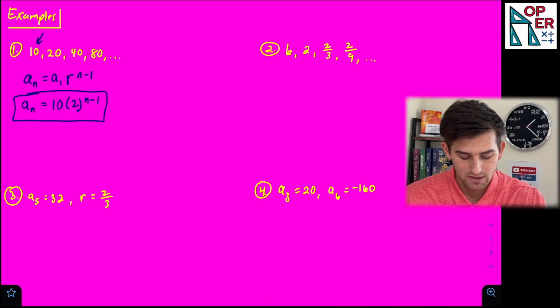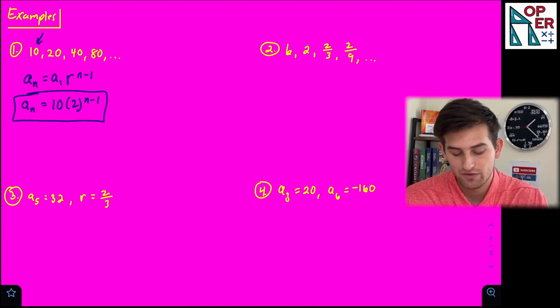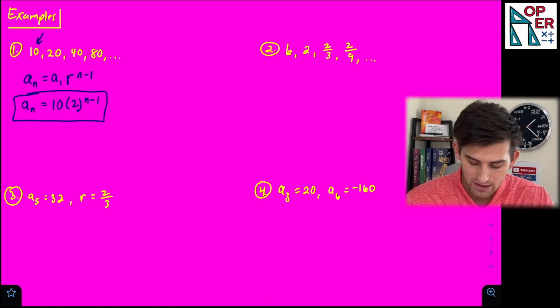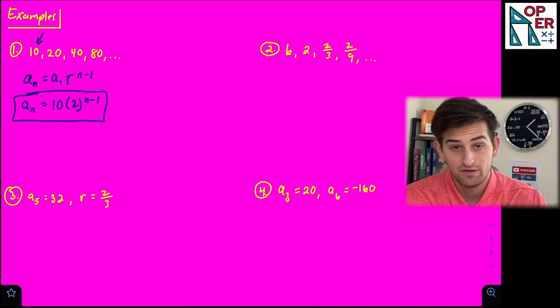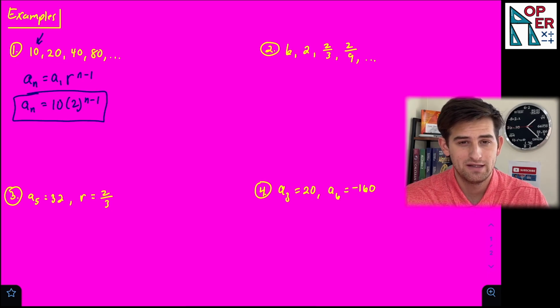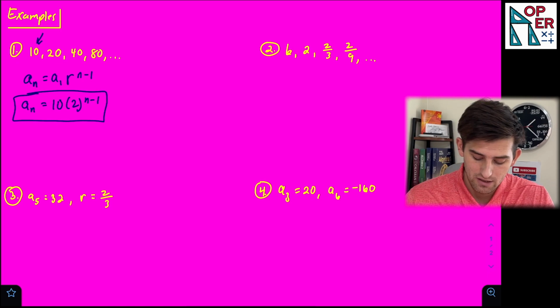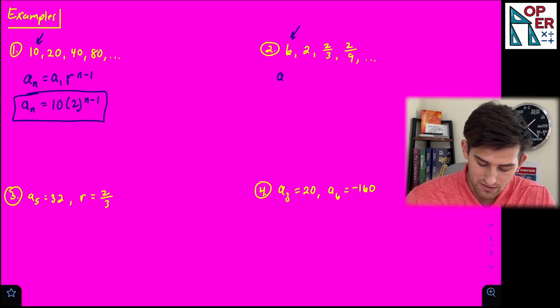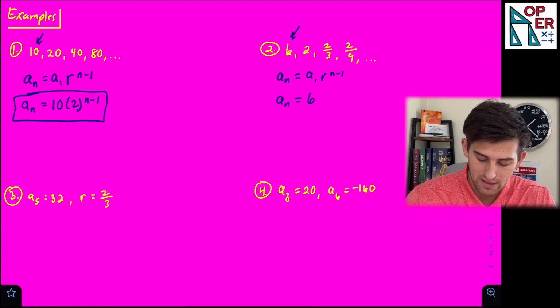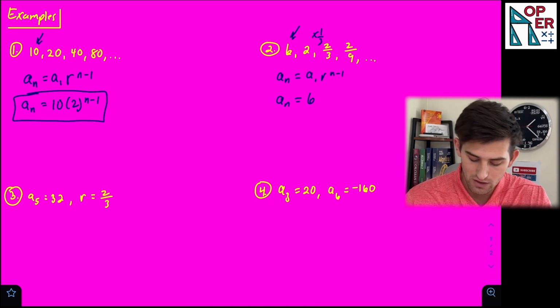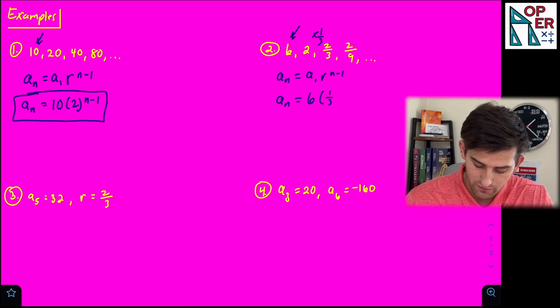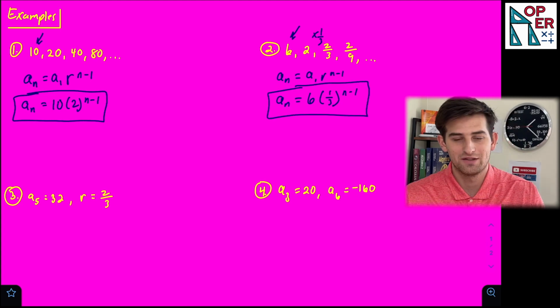All right, number 2, we have 6, 2, 2/3, and 2/9. So it looks like we are dividing by 3, but let's remember we want to write this in terms of what we're multiplying by. So we can see our first term is 6. So we have our equation here, and we're going to plug in 6 for a sub 1. And now we are actually multiplying by 1/3 as we go. And so we're going to plug in 1/3 for our common ratio. All right, so got the 2 easy ones out of the way.